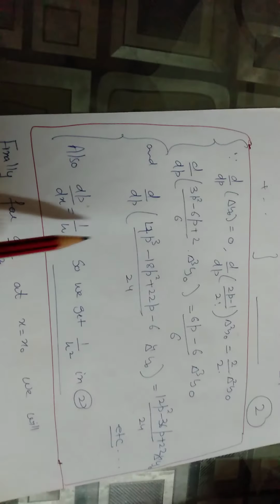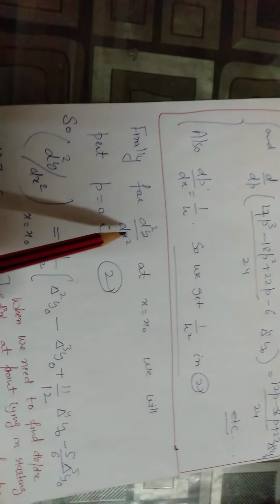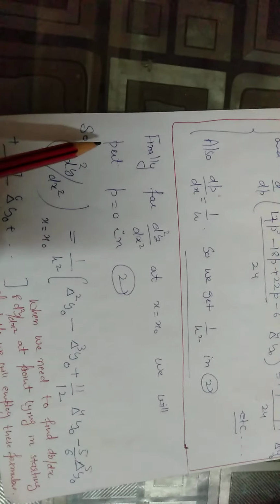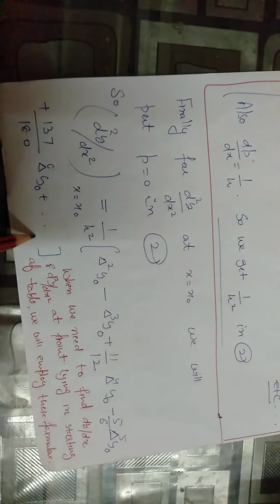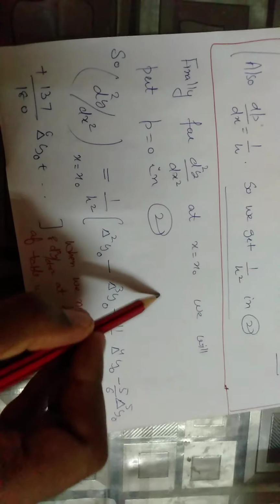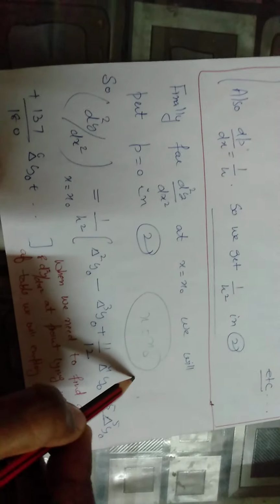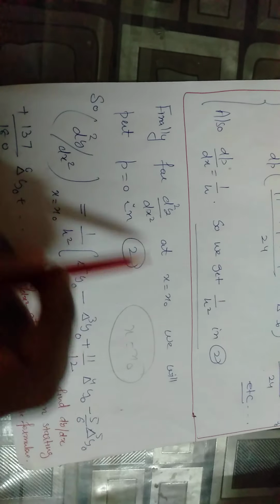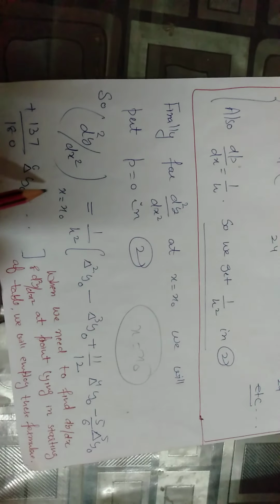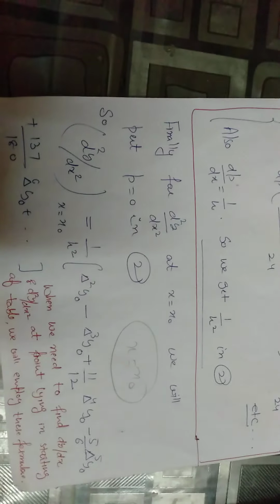So this is how we have taken all the derivatives. So the second derivative at the point x is equal to x naught will be, this is the formula. And we will use this formula when the point x is equal to x naught lies in the beginning of the table. The rest of two formulas are similar to this formula, so you can also try those formulas.